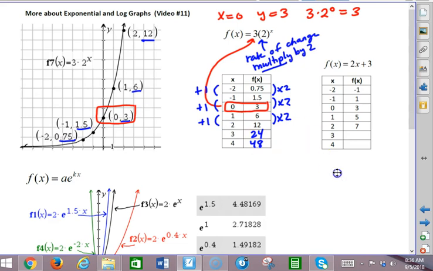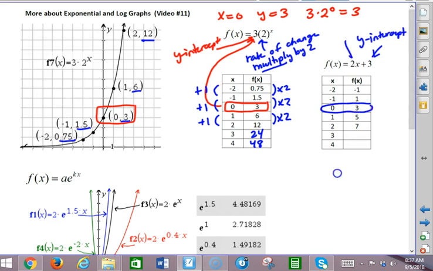Now I want you to compare that to a linear graph. In a linear graph, we have this number here is the y-intercept. So I should label that 3 there is the y-intercept for the exponential graph. And here, this is the y-intercept. So we see the y-intercept (0, 3).